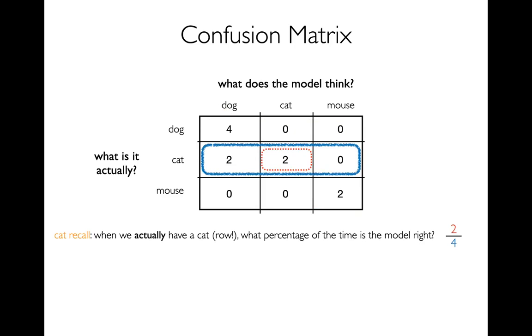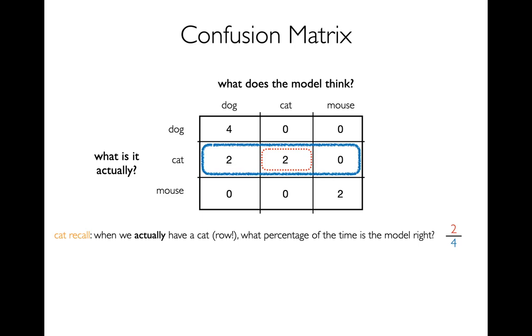It turns out we can actually have these metrics for each class, right? So I'm actually going to have 6 different metrics here. I have dog recall, cat recall, mouse recall, and then similarly dog precision, cat precision, and mouse precision. And I'm just going to look at a few of these.